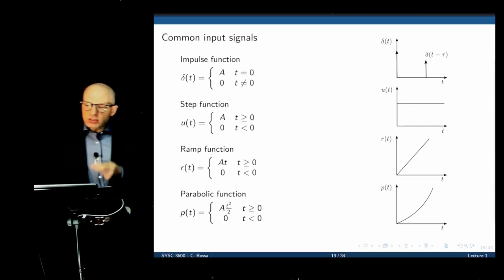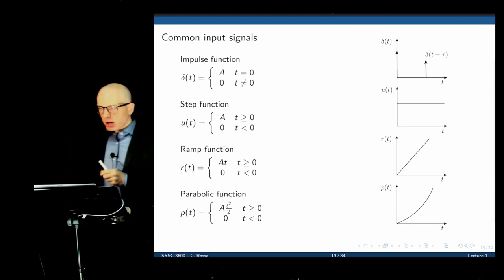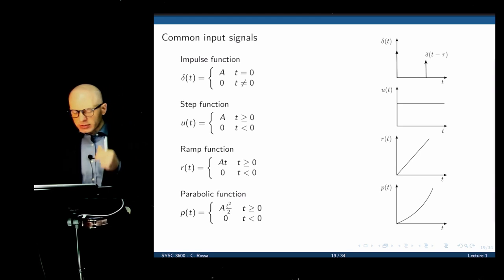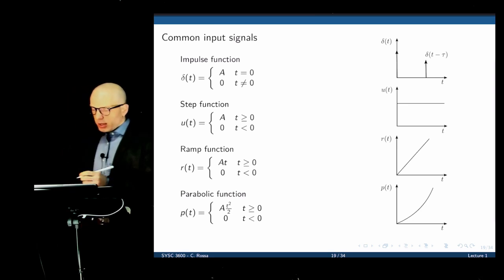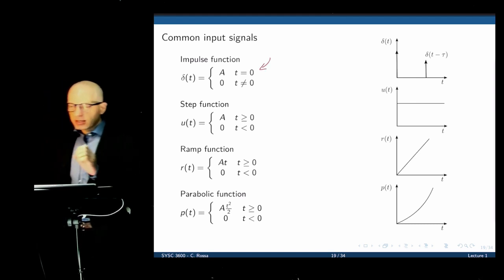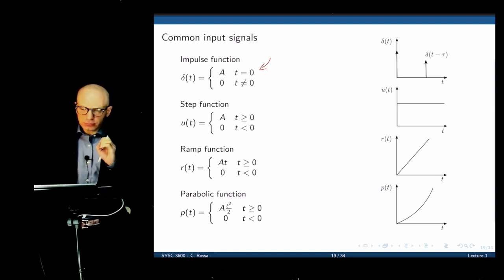So when you give these inputs, we need to specify them mathematically. And here are the most common inputs we are going to use to represent these physical inputs applied to a system. These are mathematical equivalents. The first one is the impulse function, or the Dirac function, which will be represented here as the Dirac delta function. And this represents simply a very large amount of energy provided to a system at a given time, and then that energy is removed.